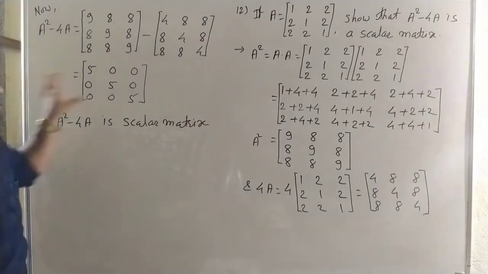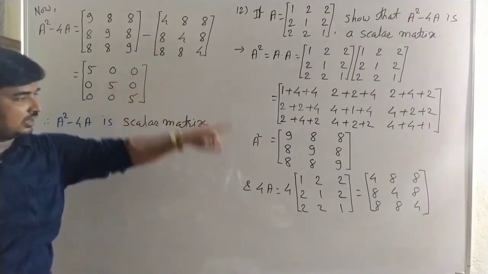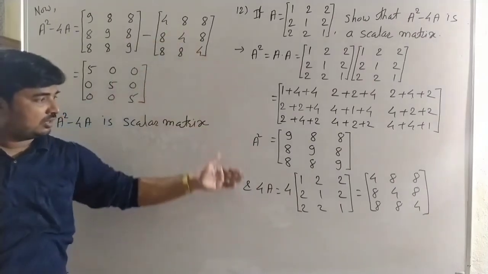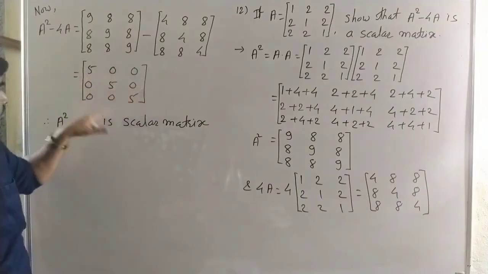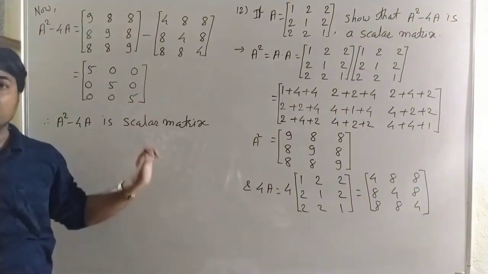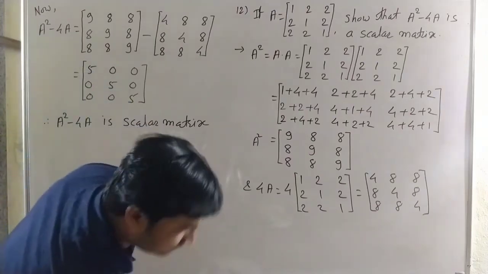Here it is a scalar matrix. See carefully: first we find A square, then 4A, and then the subtraction A square minus 4A, which is this. Non-diagonal elements are 0 and diagonal elements are the same, so it is a scalar matrix. Now we see the next example.